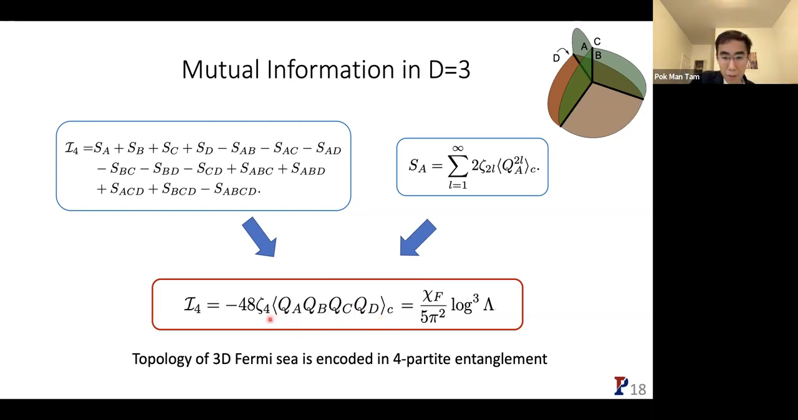So combining this formula with our previous results that show how the multipartite number correlation scales with the system size, we can show that the mutual information also has a similar scaling with the system size, which also has a universal coefficient that probes the Fermi sea topology.